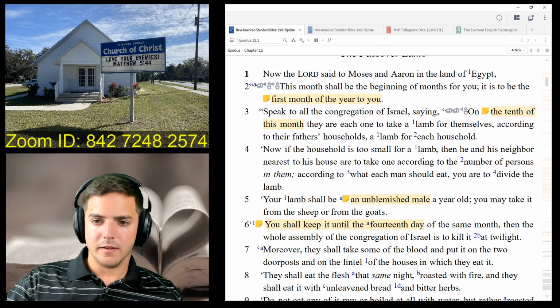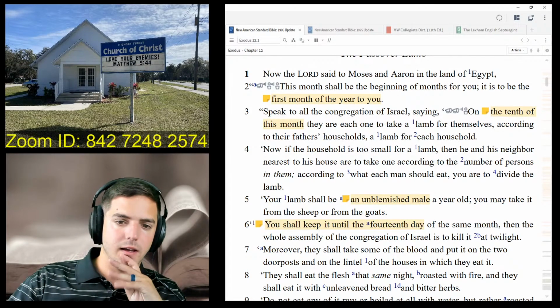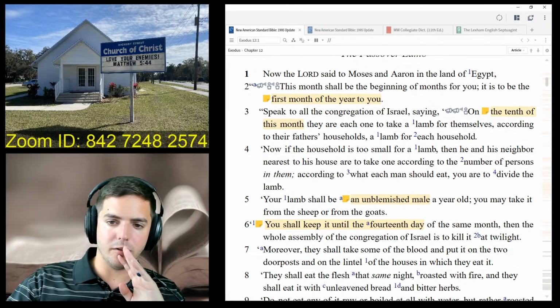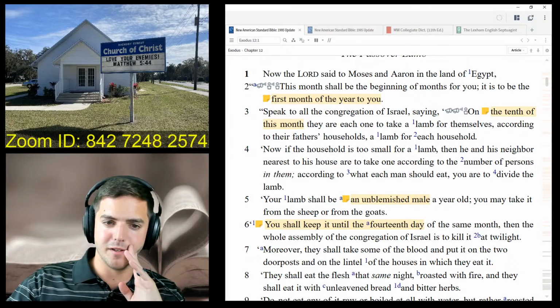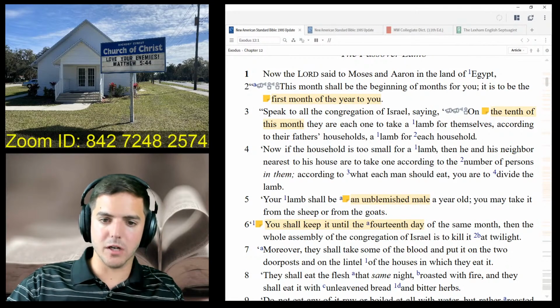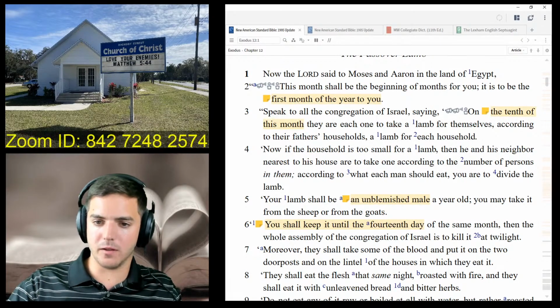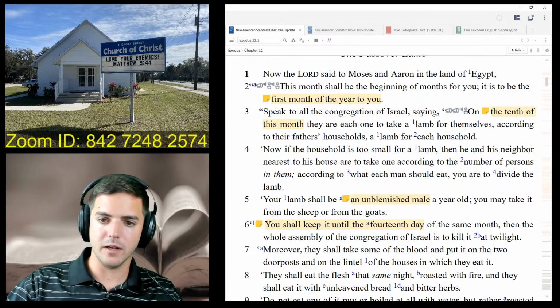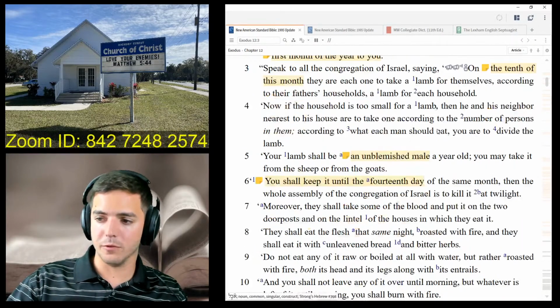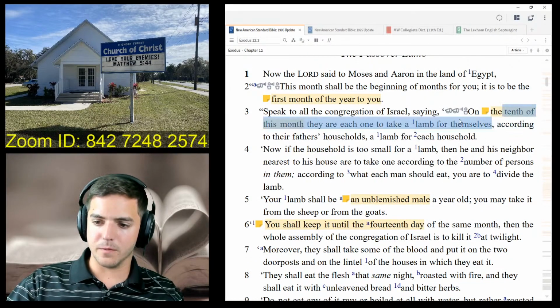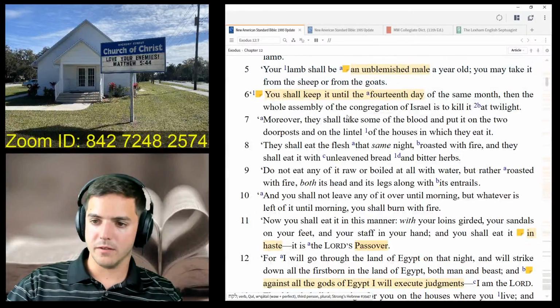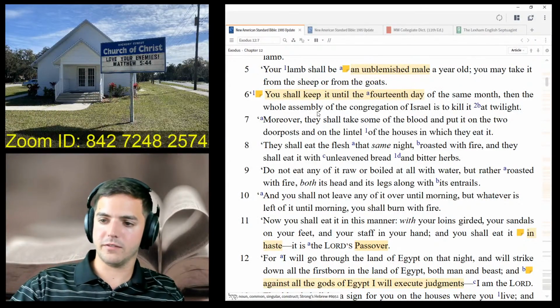Also, the Day of Atonement falls on the 10th of the 7th month. And it's also the day that ushers in the year of Jubilee, the 10th of the month. And so the 10th apparently had some sort of special interest to Israel, and that's why it's held again from the 10th until the 14th. So, anyways, back to verse 6.